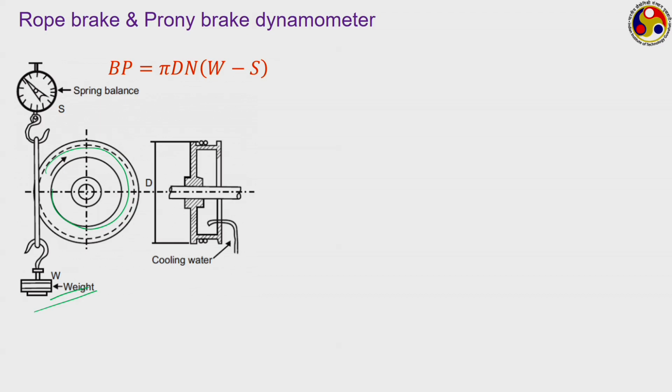and the corresponding brake power can be related to this particular formula, pi D N (W minus S) by 60, or I should say it should be N by 60, because capital N generally refers to RPM. So, N by 60 refers to RPS, revolutions per second. So, pi D N gives you the distance travelled, and W is the corresponding counterweight, S is the value on the spring balance, and their difference multiplied by pi D N by 60 gives the brake power. This is a very simple way of torque measurement.